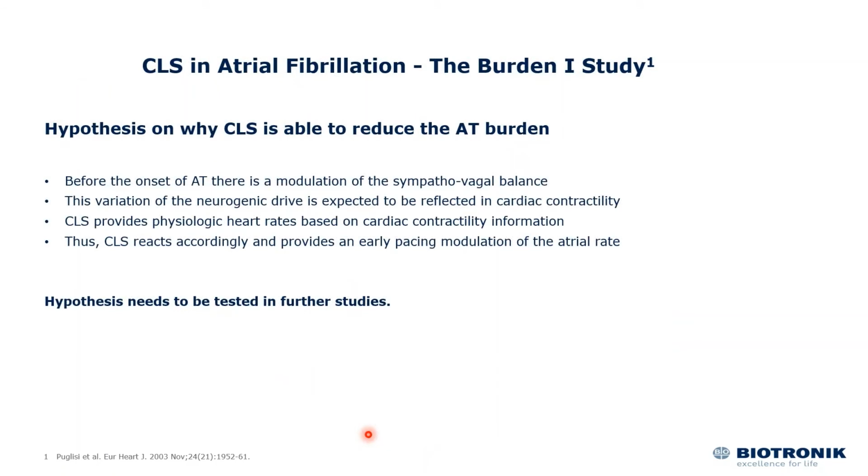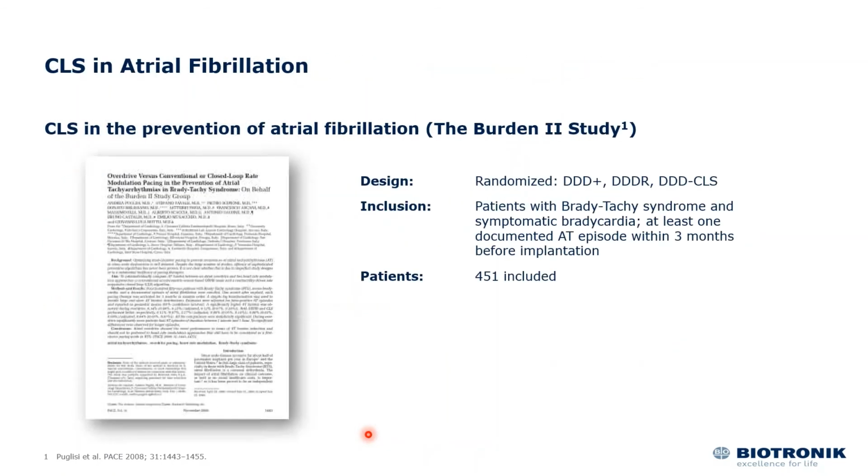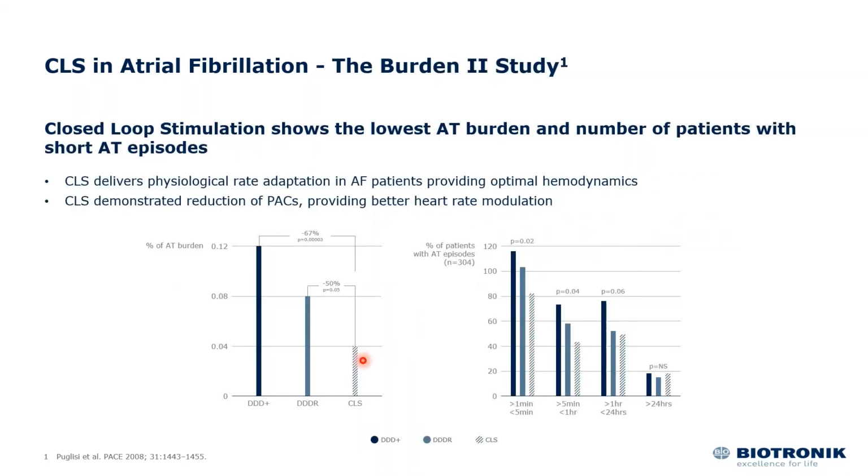Similarly, we do see the concept in the BURDEN 2 study as well. Patients were again randomized to these 3 different programmings: one is CLS enabled, the other 2 are not. You do see again that those on CLS enabled programming tend to do better in terms of reduction of the percentage of atrial tachyarrhythmia. So this is something that we do see in clinical trials as well, based on the concept.